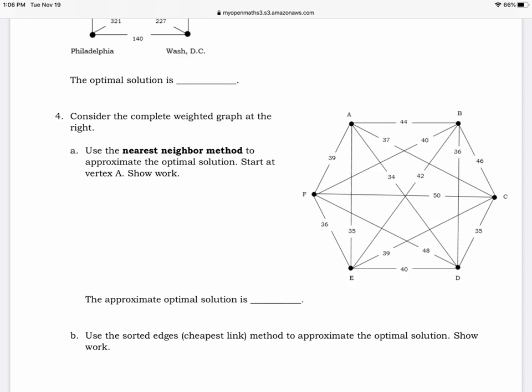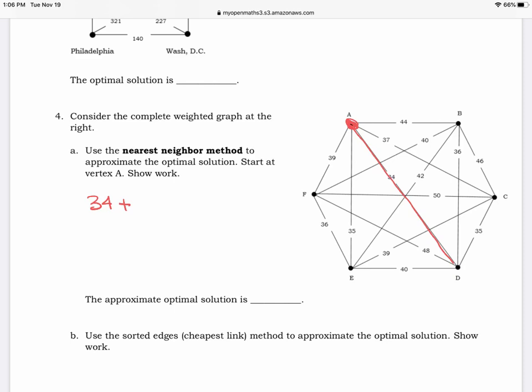Okay, this is from worksheet number 3, and we're looking at how to use the nearest neighbor method. With the nearest neighbor, you have to be told your starting point, and we said that that was going to be A. So I'm choosing between 44, 37, 34, 35, and 39. So 34 is clearly going to work for us.